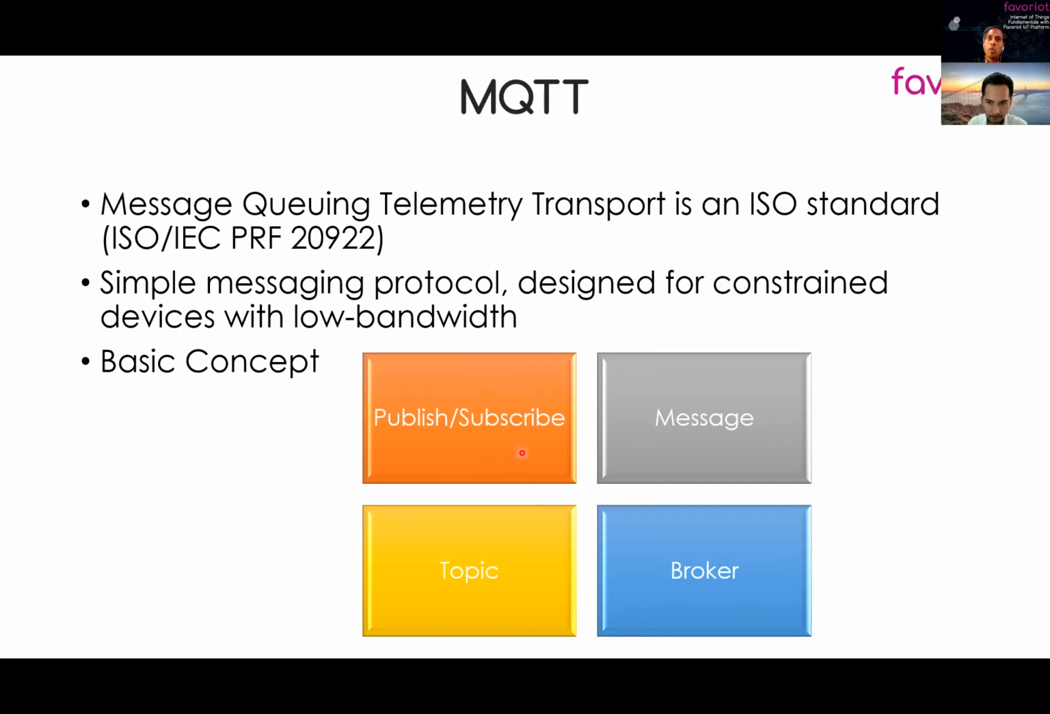MQTT has 4 main components. First, as I mentioned, publish and subscribe. Second, there is a message. Then we have a topic. So topic first, then message, of course. And then there's a broker. So these are the 4 main components in MQTT.